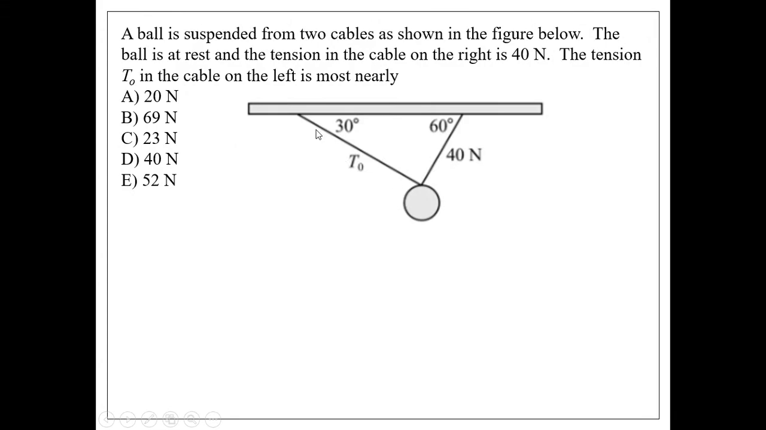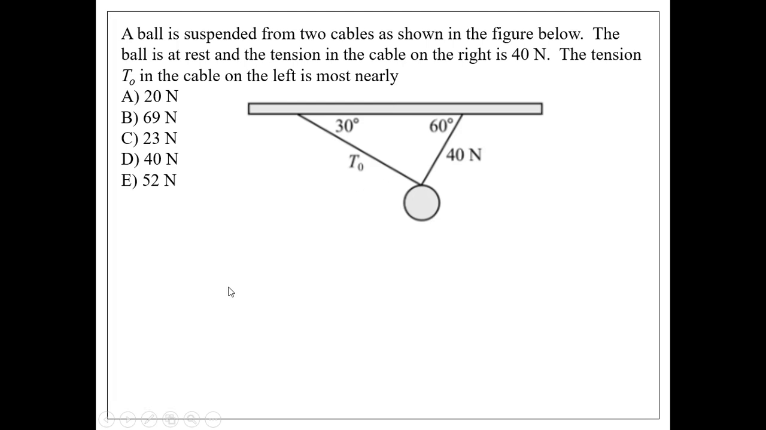The tension on the left string is called T naught. The tension on the right string is given as 40 newtons. The angle touching the ceiling here is 30, and on the right side is 60. And it wants us to find the tension T naught on the left string. Okay, so here's T naught.